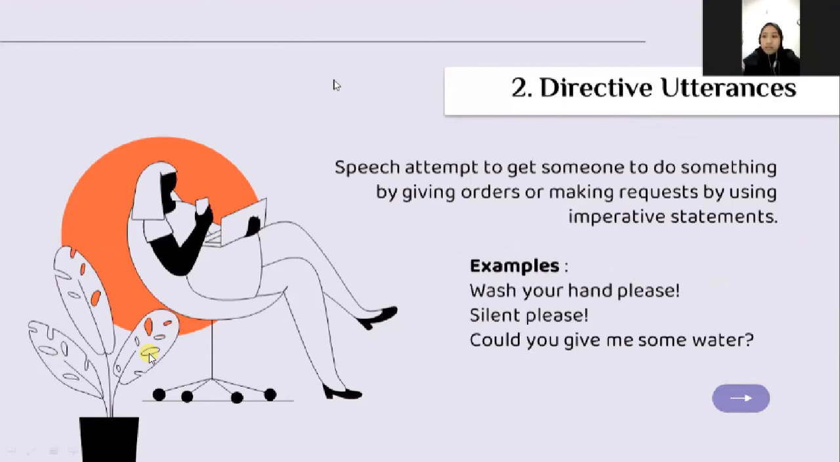Okay, thank you, Novia. Kinanti and Annida would like to continue the presentation from Novia. So in here, I would like to explain the material about directive utterance and referential utterance. So first is about directive utterance. Directive utterance means that speech attempts to get someone to do something by giving order or making requests by using imperative statements. Directives are concerned with getting people to do things which express directive force vary in strength. We come to say sit down, for instance, by suggesting or inviting or ordering or commanding them to sit down.